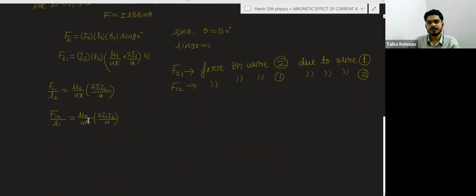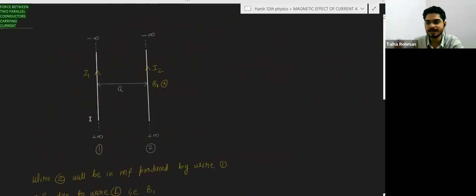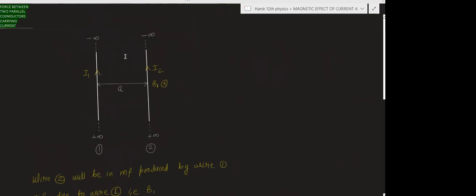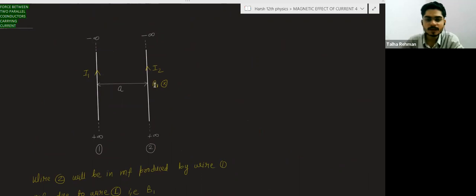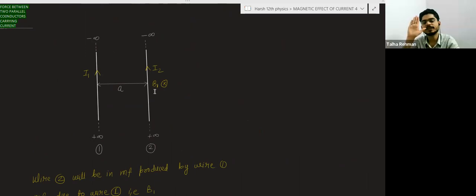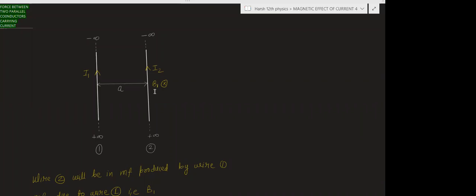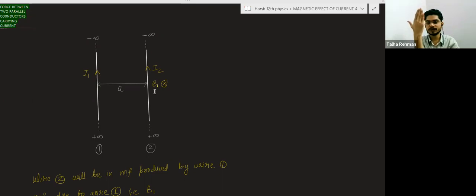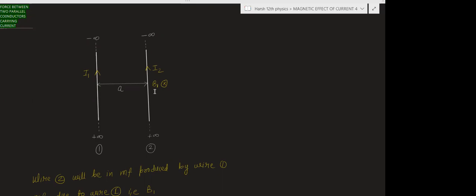So now for the direction, we will use the right hand rule. For this conductor, you put your fingers in the direction of the current and curl. The direction of the magnetic field is towards you, inwards. Your finger should be in the direction of the current, and you will curl like this. So you will get the direction like this.